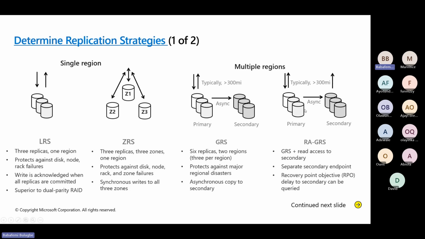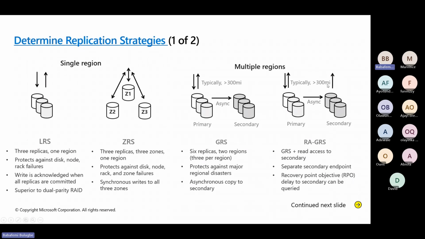Now, here we have the read access. This is the read access geo redundancy option. The meaning is just the same as in the geo redundancy option. The only thing is we still have a read access on the secondary region, so the fact that this one is active, this one is also always active.